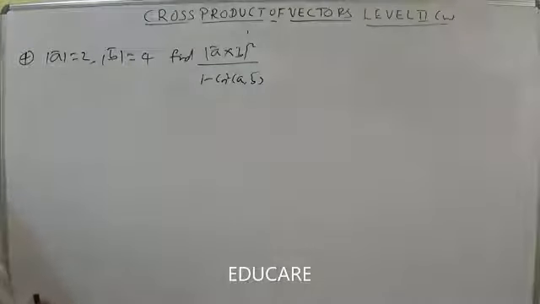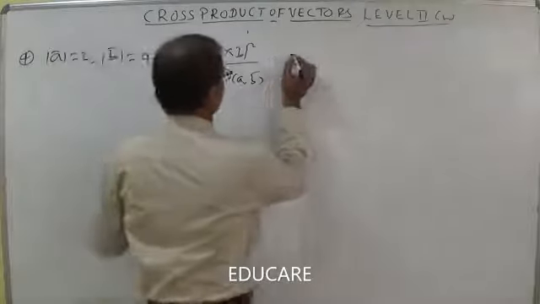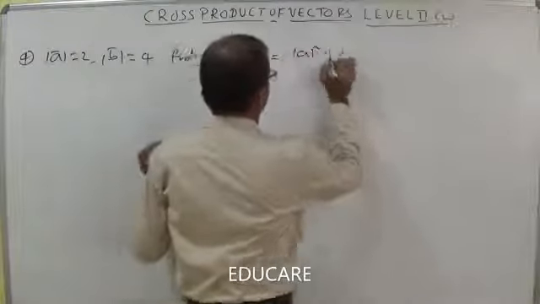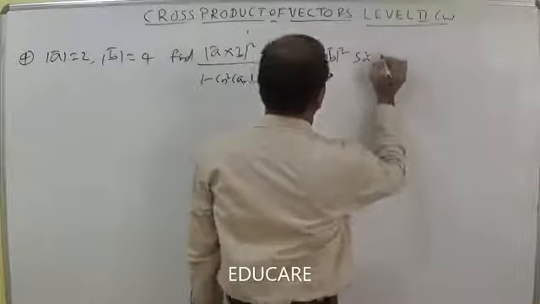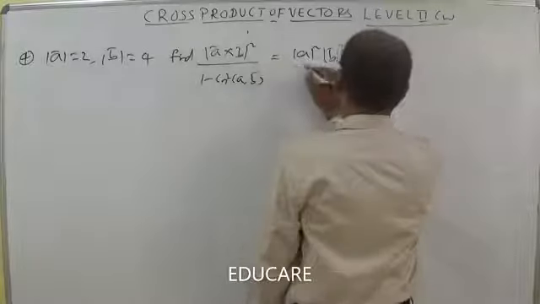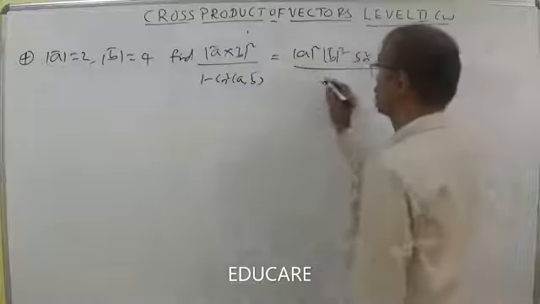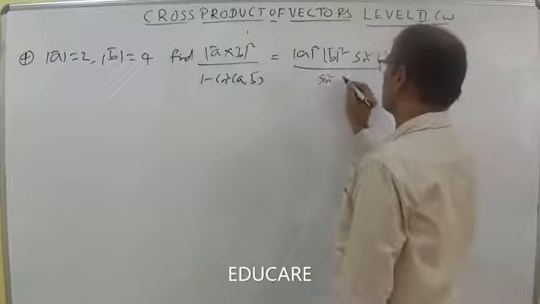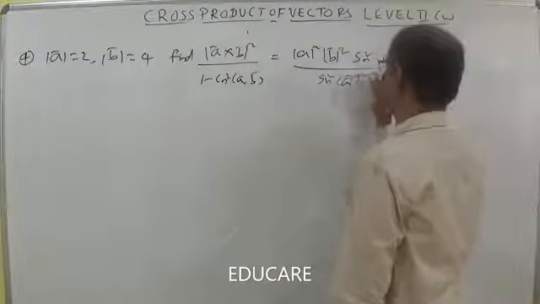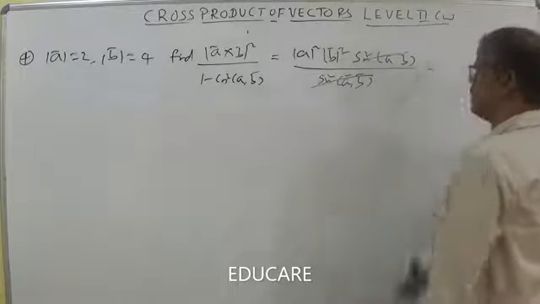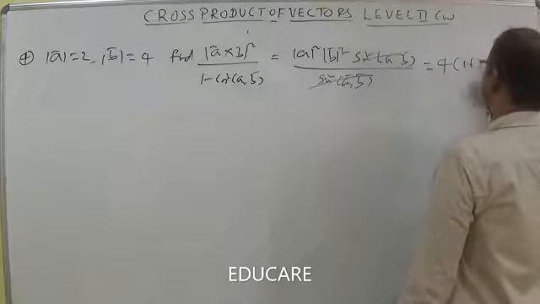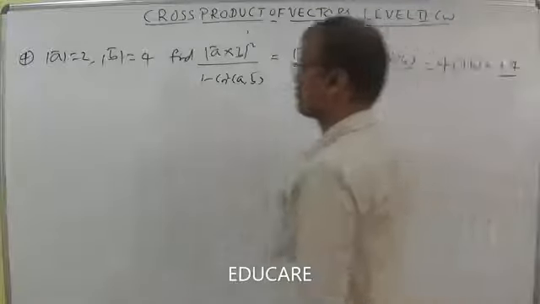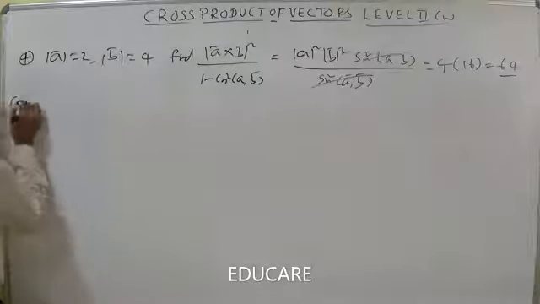Using Lagrange's identity, modulus of A cross B whole square is equal to modulus of A square into modulus of B square into sin square of A comma B. What is the value of 1 minus cos square theta? It is also sin square of A comma B. So this will get cancelled. Mod A value 2 is given, so it is 4, and this is 16. 4 into 16 is 64. That's all. Next let us discuss the fifth one.